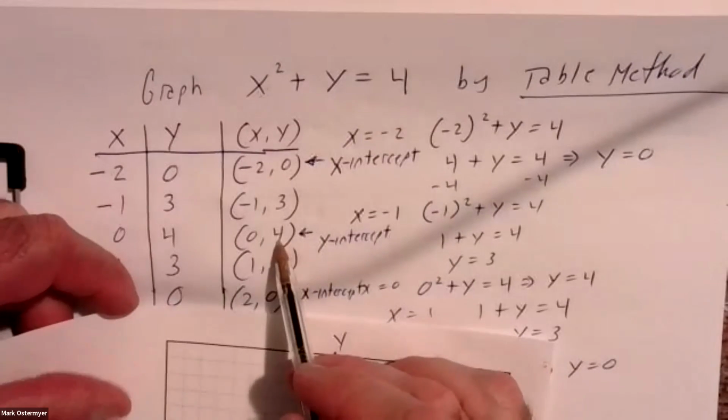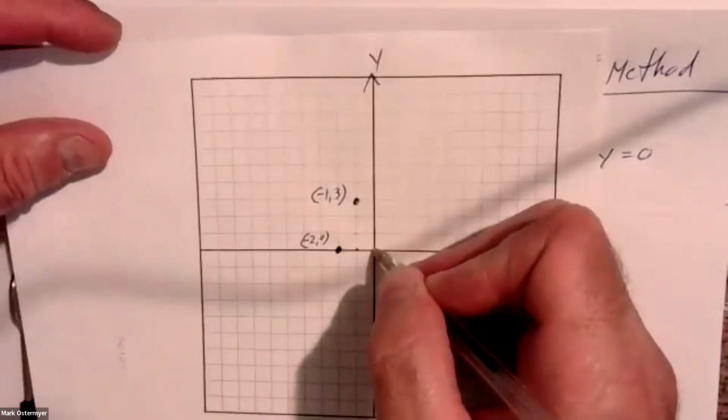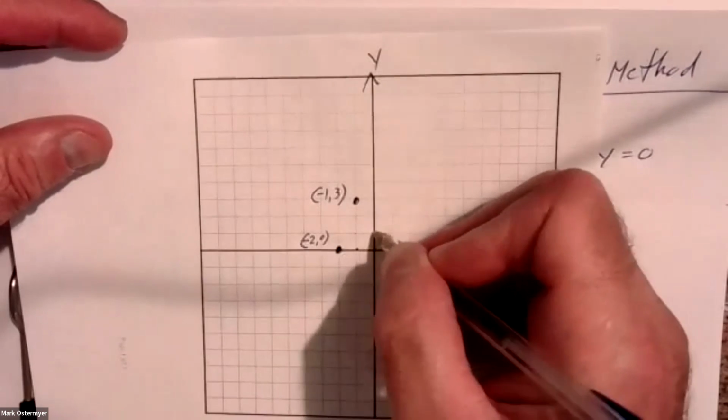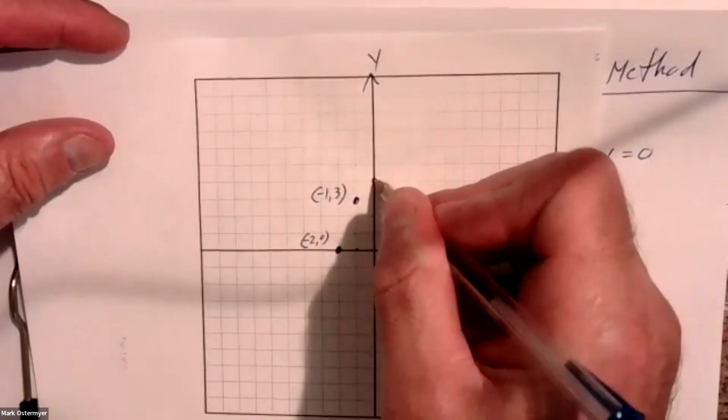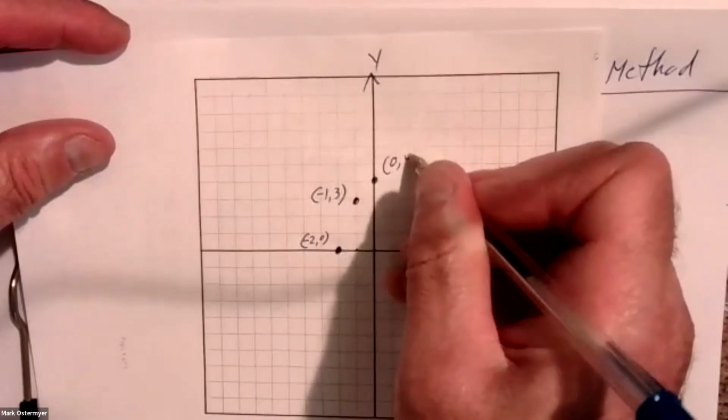Plotting the point 0, 4. We start at the origin and we don't go right or left. We just go up 4. 1, 2, 3, 4. Right here on the y-axis. There's the point 0, 4.